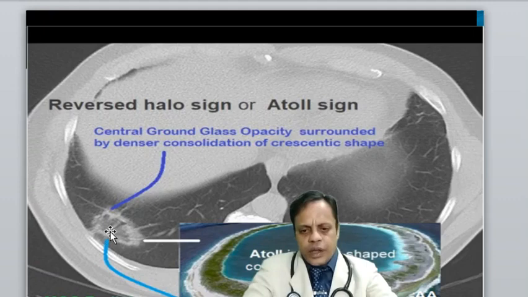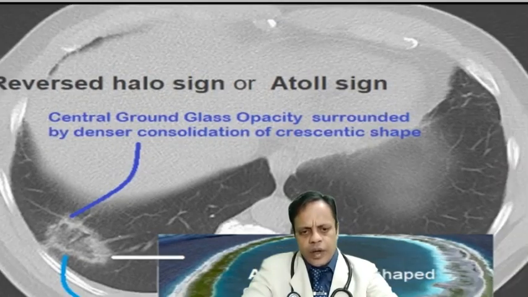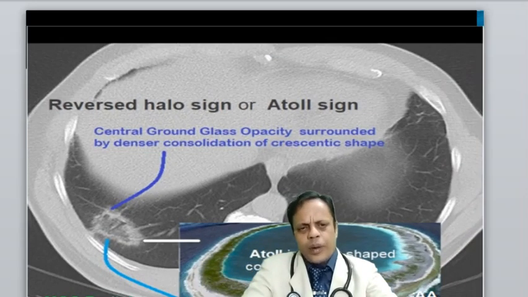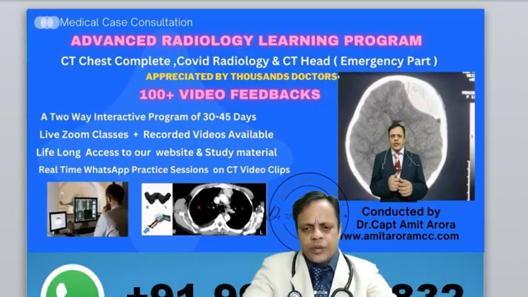So here, if you see carefully, let me zoom it out for you. If you see carefully here, you will see that the consolidation, the solidification, is becoming brighter on the side. So from the periphery, we call it the reverse halo sign or atoll sign. Nowadays in COVID also, it's a very important sign. So I have demonstrated; a lot of patterns are there. Right now we can just go to the important part, and this was all about it.